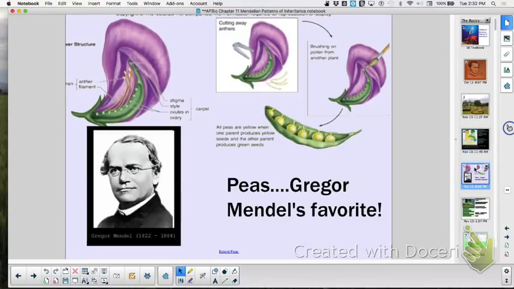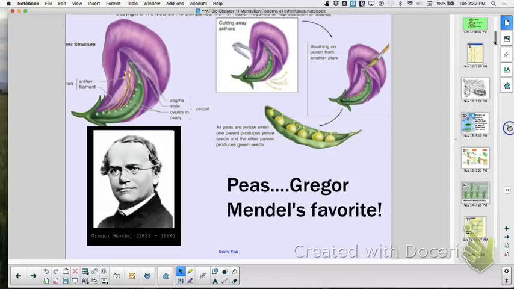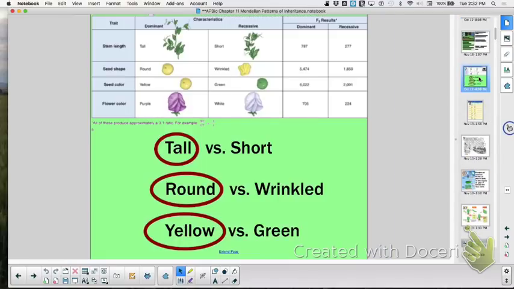He did most of his work on peas. Great at math, great at recording data. He would cross true breeding plants for generation after generation of tall, so he knew for sure they always made tall babies. Generation after generation of short, they always made short babies, and then he would cross them. When he crossed a true breeding tall with a true breeding short, in that first generation, the F1, what trait seemed to be gone?